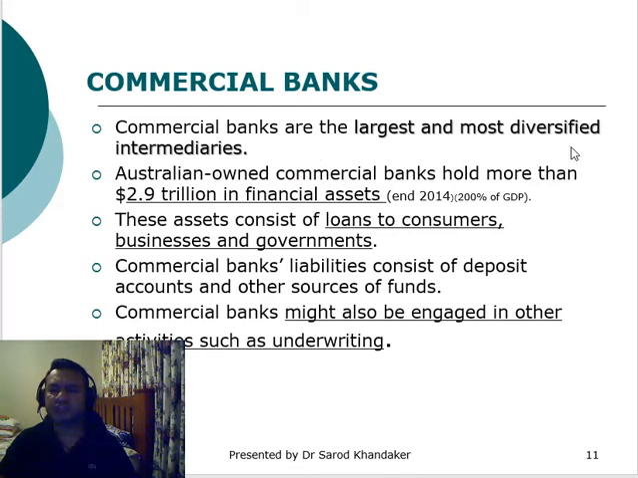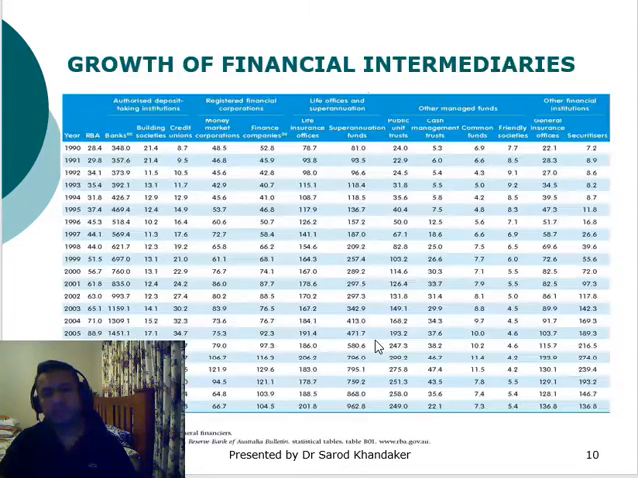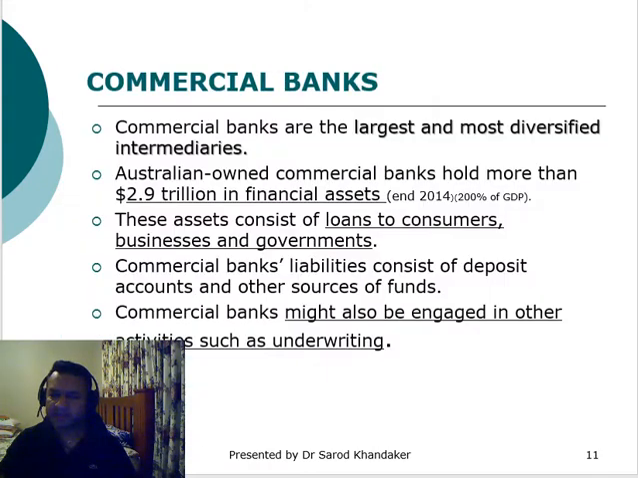The commercial banks are the largest and most diversified intermediaries. Australian-owned commercial banks held more than $2.9 trillion in financial assets by the end of 2014, which is about 200% of the GDP. These assets consist of loans to consumers, businesses, and the government. And the commercial banks' liabilities consist of deposit accounts and other sources of funds. Further, commercial banks might also be engaged in other activities such as underwriting. So the banks we're discussing here are the commercial banks, and they are the most powerful institutions in Australia.